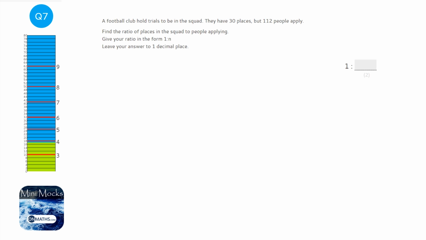In this question we're asked to find a unit ratio, which just means that we've got one of the parts or one of the sides of the ratio as 1. So we've got to make sure we understand the question. So there's 30 places and 112 people applying, and it's asking for the ratio of places to people applying. Now this is quite lucky, this question, because they're the same way around, but be careful, sometimes they'll ask for the ratio to be the other way around.